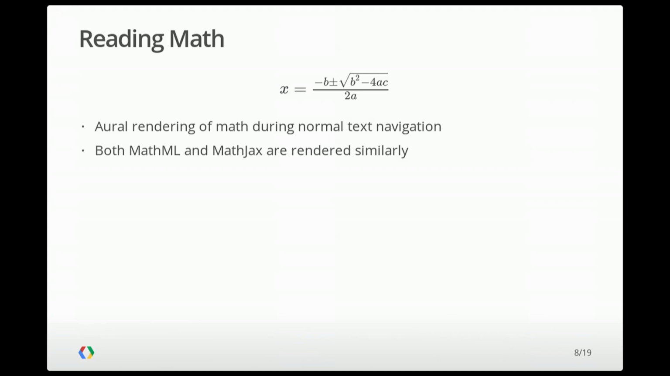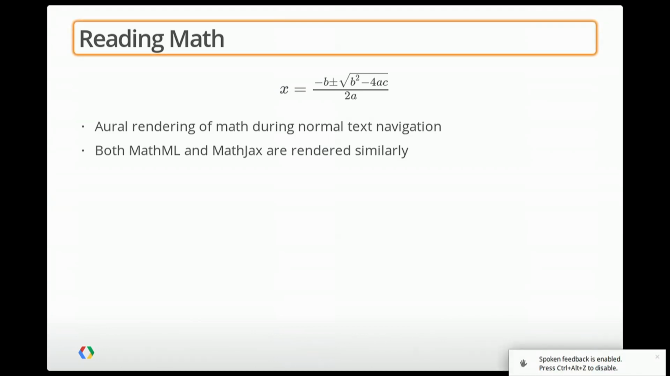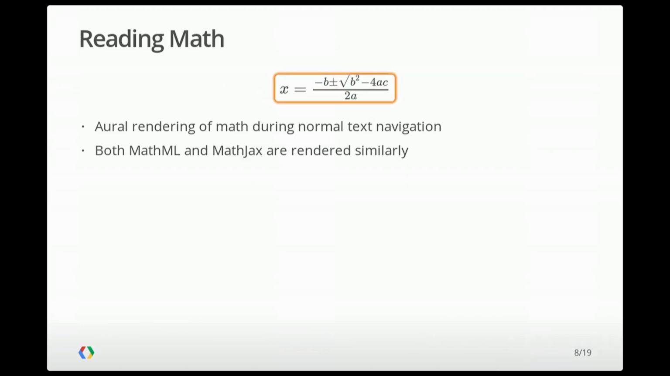Let me switch on the ChromeVox engine again. Enabling spoken feedback. And now we go to the next math expression. X equals minus b plus minus square root of b squared minus 4ac divided by 2a. Math. Right, and so this is how it's being pronounced while it's in regular text.